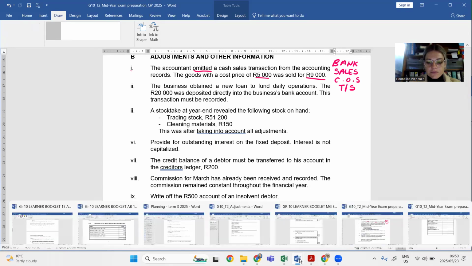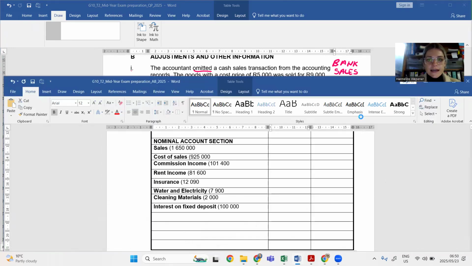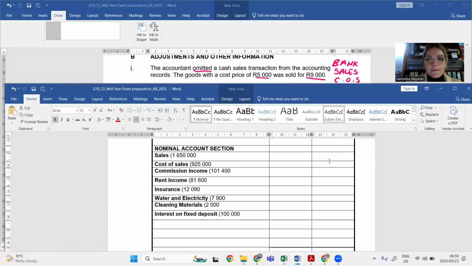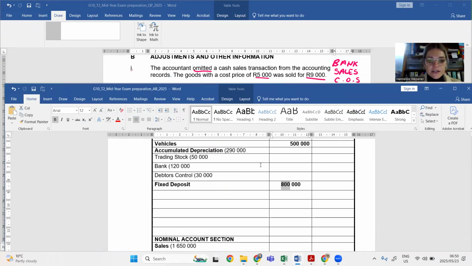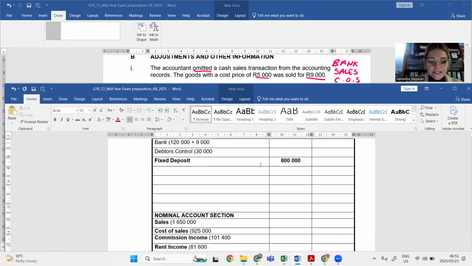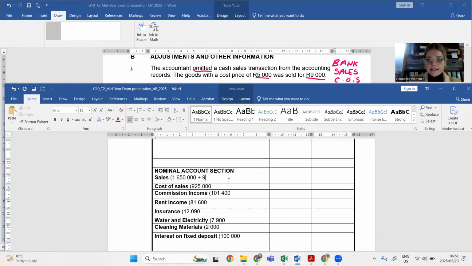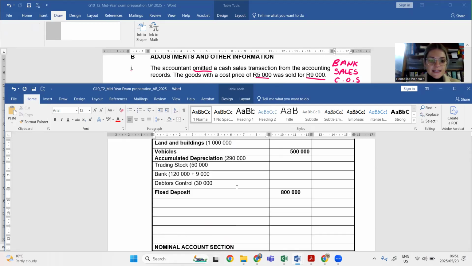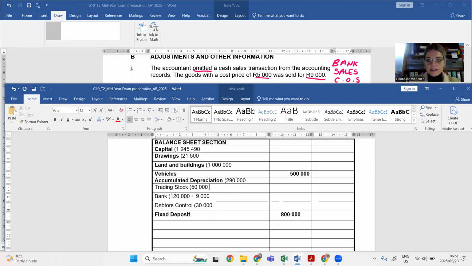So then I go to my trial balance and I'm going to say that my bank now has to increase by the selling price because I received the money, right? Why did I receive the money? Because of a sales transaction. I know that I cannot have sales without having more cost of sales, so plus cost of sales, because that is the trading stock that's leaving my business. So I don't have that trading stock anymore.